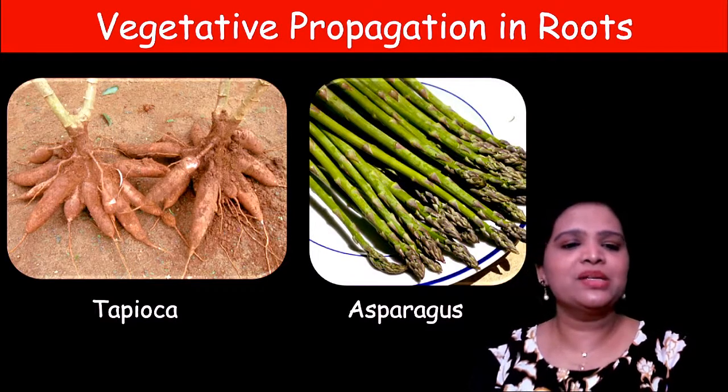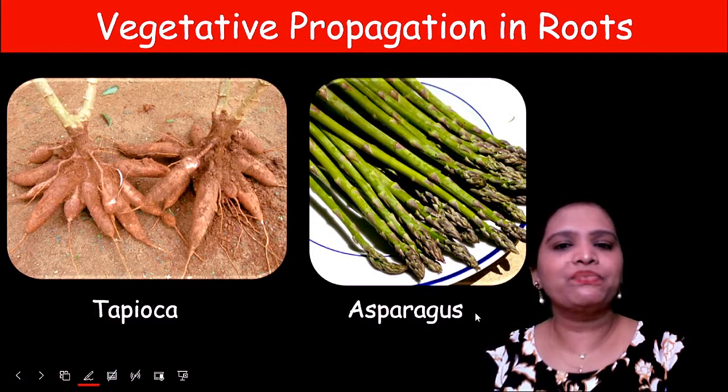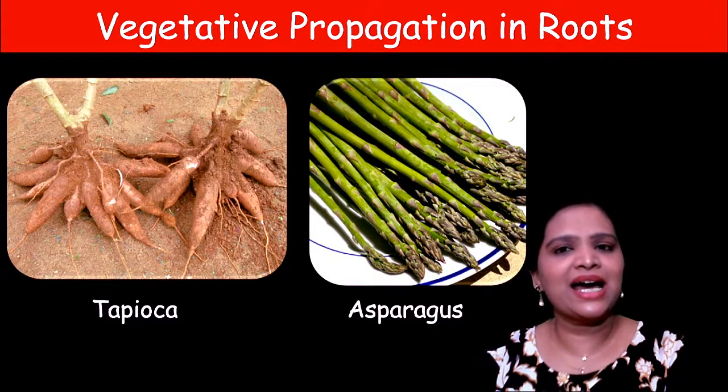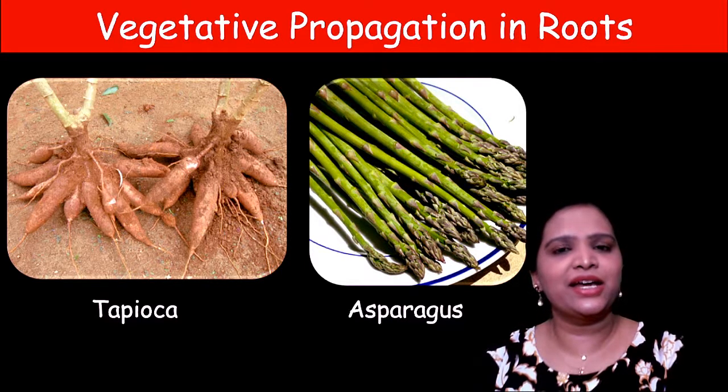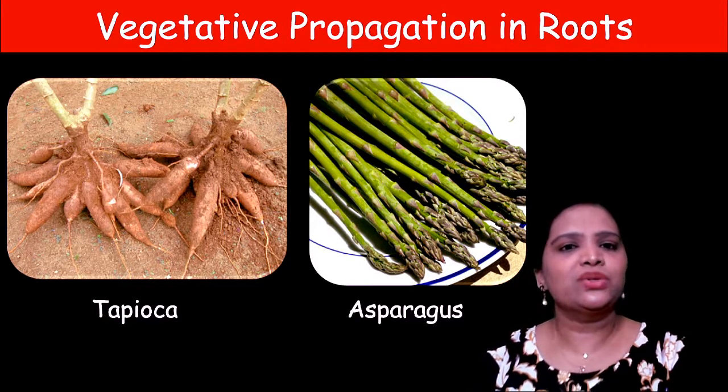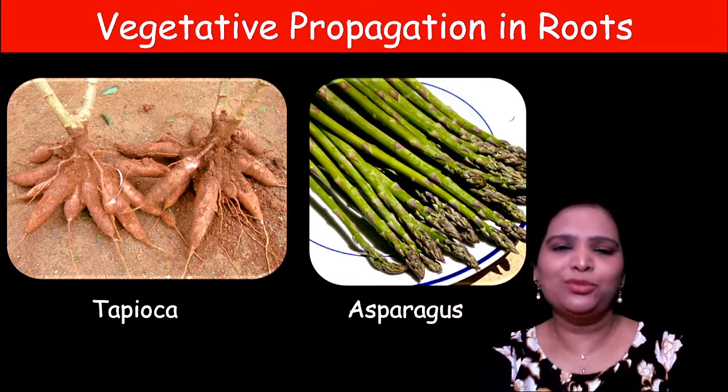Then other famous examples are tapioca and asparagus. So all these are edible roots. Okay, tapioca, asparagus, and all. So they store their food material and also they act as a reproducing part. Okay, an asexual reproducing part. So these are the examples for the root modification.